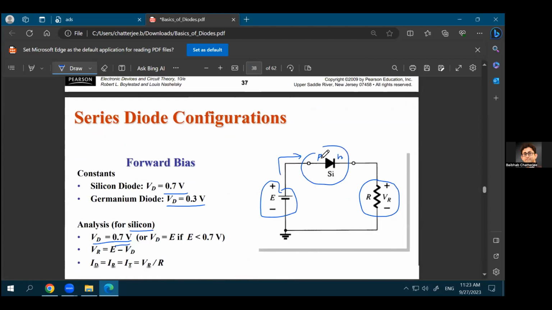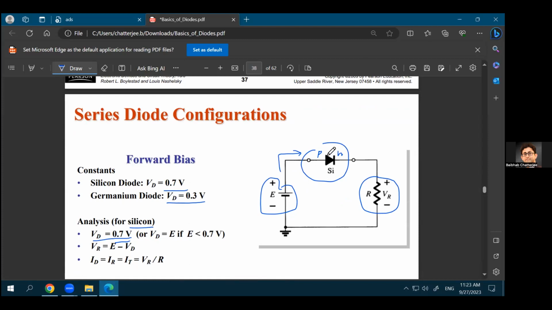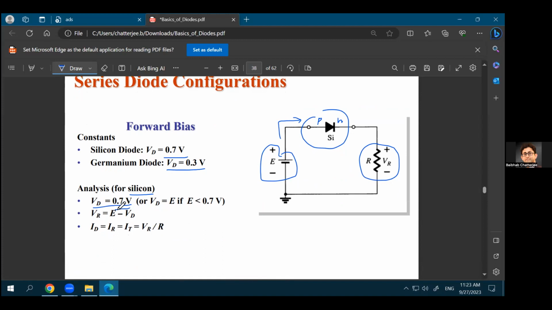So there cannot be any current flow through the circuit if there is no current flow through the diode. Only after there is a diode drop of about 0.7 volts will current start to flow through the diode. Now, if VD is 0.7 volts, what is the voltage available across the resistance? Let's call it VR. VR will be E minus VD. That's the voltage available across the resistance.